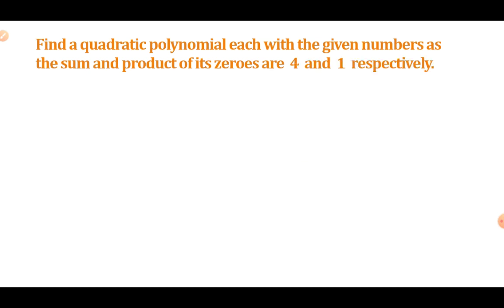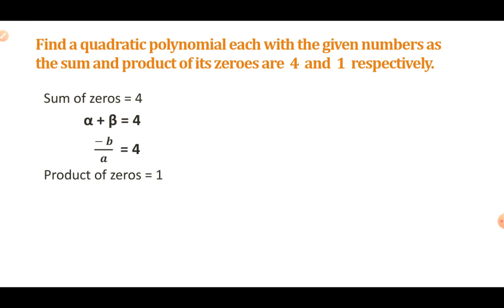Moving to the last question in this particular part, find a quadratic polynomial each with given numbers as the sum and the product of its zeros. So sum is 4 and product is 1. So alpha plus beta is 4, minus b by a equals 4 and alpha into beta is 1 or c by a equals 1. Minus b by a equals 4, c by a equals 1. We can write it as 4 by 1 and 1 by 1.